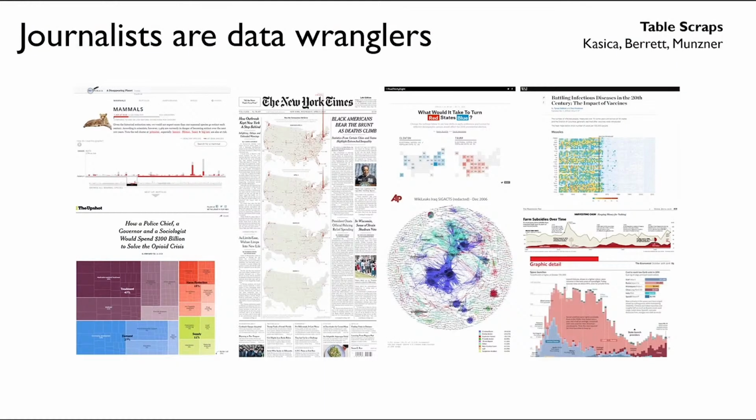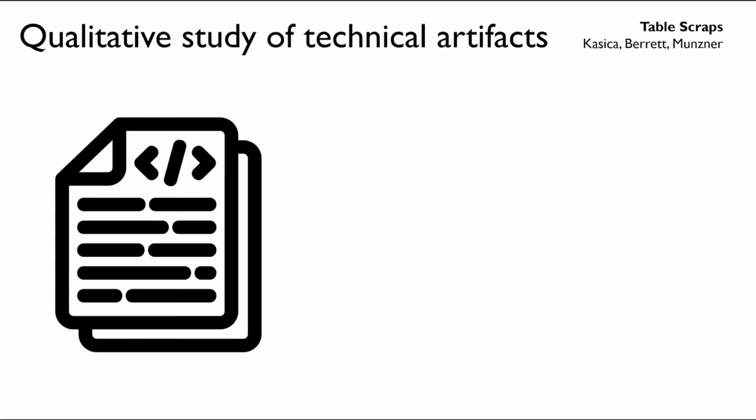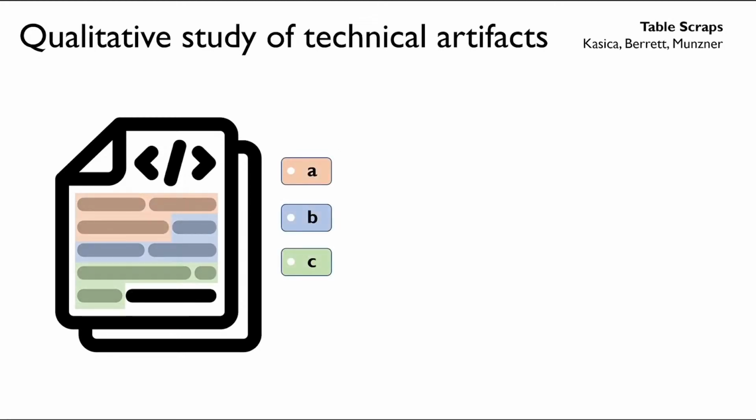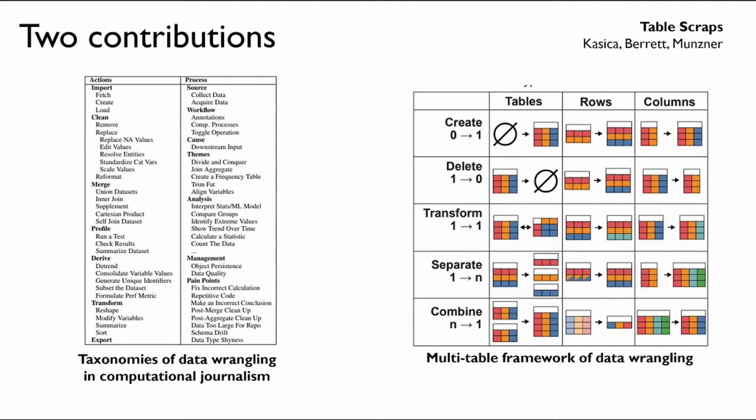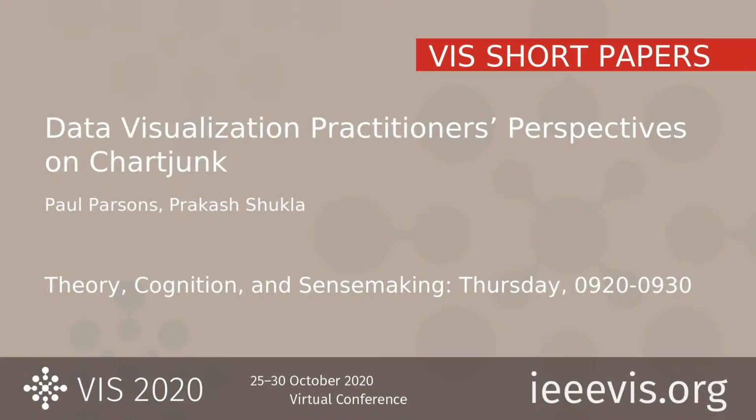Data journalists are a compelling group through which to study data wrangling because they frequently publish their methods to sites such as GitHub. In Table Scraps, we perform a qualitative study of their code and computational notebooks to better understand the needs and pain points of journalists while data wrangling. From this data, we produce 2 taxonomies of computational journalism and a framework for multi-table data wrangling, and demonstrate these contributions through 2 case studies.